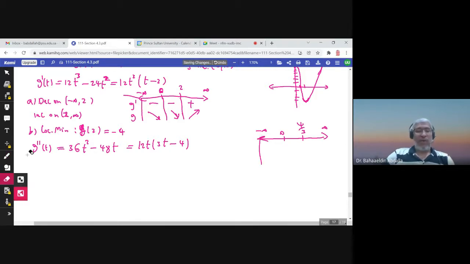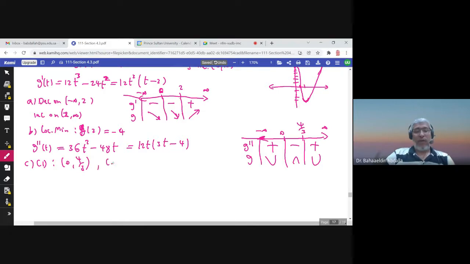And g double prime is degree 2. So between the zeros, the sign is opposite to the sign of t squared. So it would be negative here, positive here, positive here. Concave up, concave down, concave up. So it's concave down from 0 to 4 over 3, and concave up from negative infinity to 0, union from 4 over 3 to infinity.